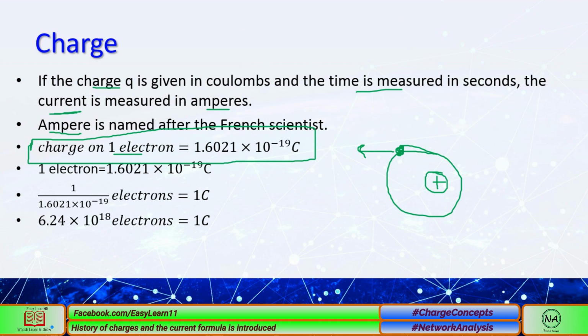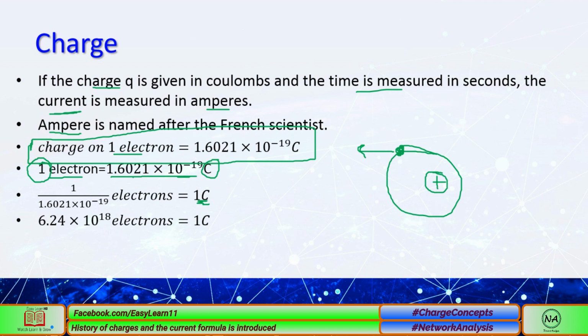Okay, I'm just going to simplify this using mathematical steps. Charge on just one electron needs to be remembered: one electron is equal to 1.6021 into 10 raised to power minus 19 coulombs. If we need to find how many electrons 1 coulomb carries, we need 1 coulomb here.